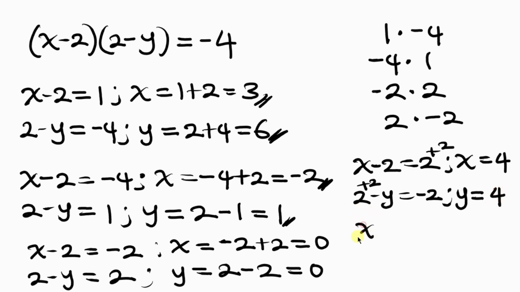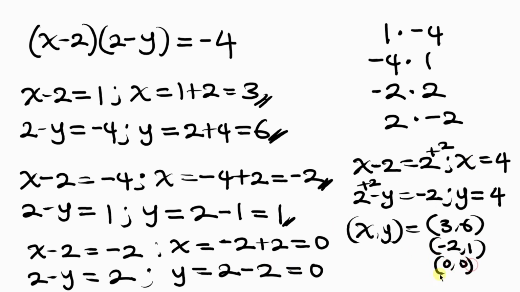So all values of x and y that we've got so far are, we have 3 and 6, we have negative 2 and 1, we have 0 and 0, and then lastly we have 4 and 4. But notice that here we have 0 and 0. Let's go back to our original equation and see something.